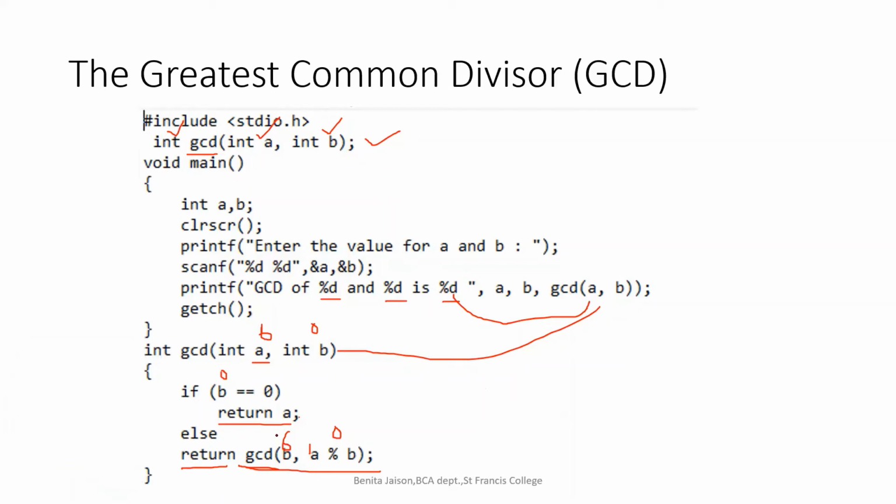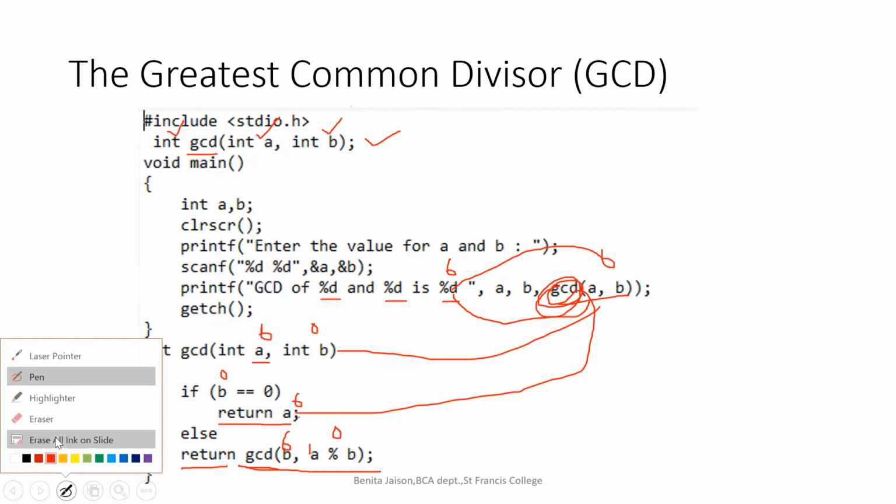Here we will be returning the value 6. It goes to the place from where the function was called. It will return 6 over here, and instead of this %d, the value of GCD of A comma B, which we recursively found, will be printed over here. Are you getting it? This is the way we execute a recursive function for finding the GCD of two numbers.